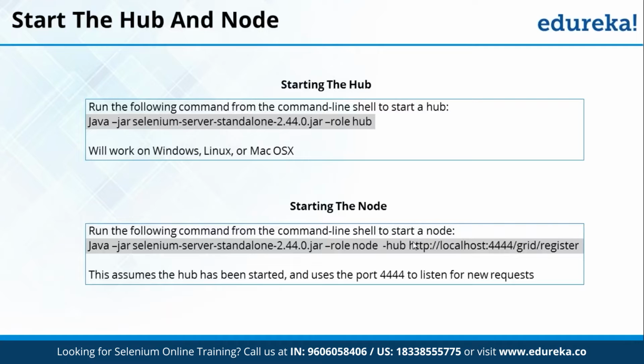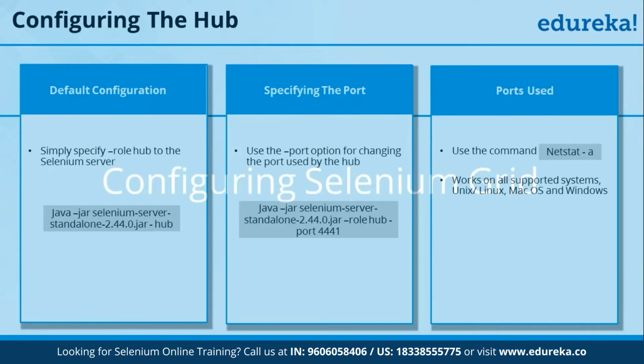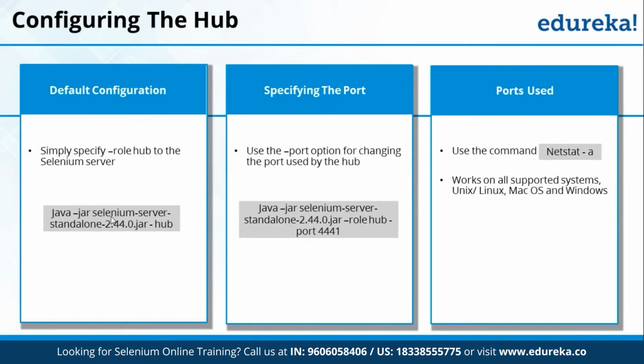Now you don't need to worry about remembering 4444/grid/register, because when you work with your hub, in the end it tells you at which location or IP you have to register your nodes. So you don't even have to remember this. Just remember that hub takes 4444 as the default port. All right? Configuring Selenium Grid. You've seen this already. That's the default configuration. Simply specify -role hub to the Selenium server.